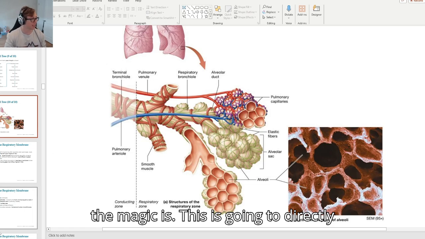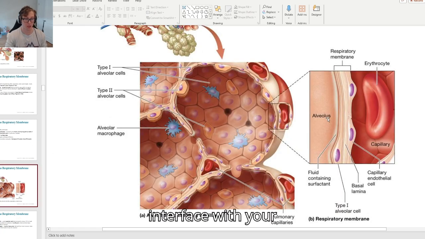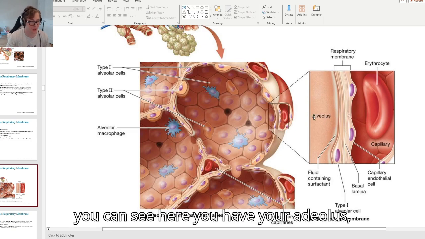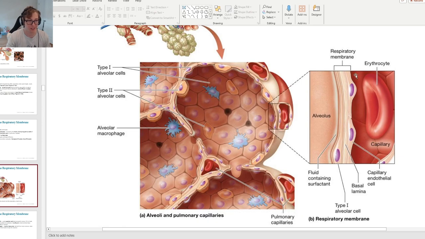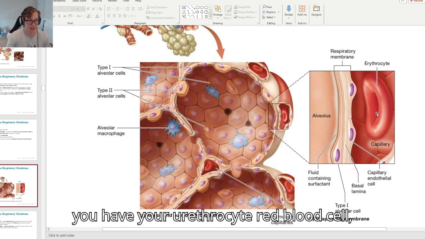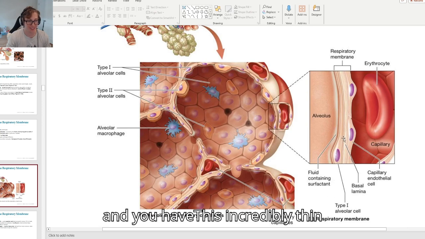This is going to directly interface with your capillaries, with your blood system, and you can see here you have your alveolus, you have your respiratory membrane, you have your erythrocyte, or red blood cell, and you have this incredibly thin respiratory membrane.